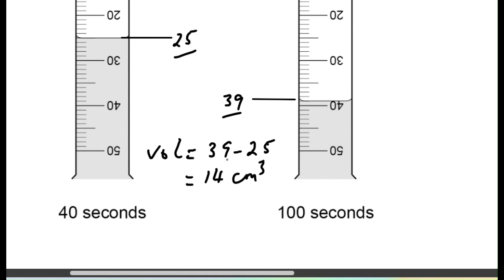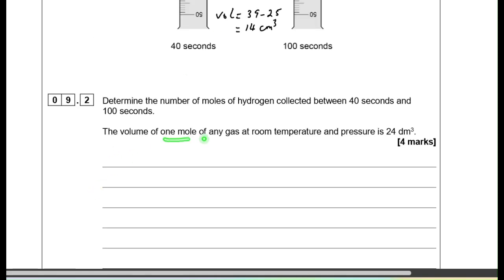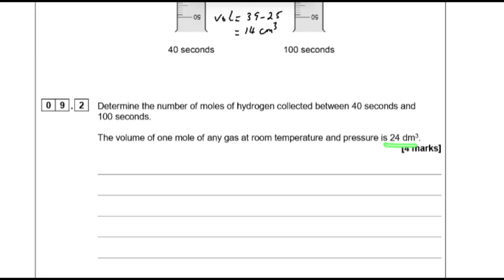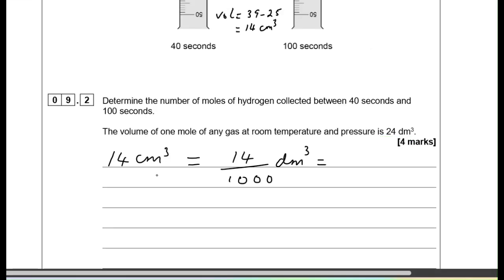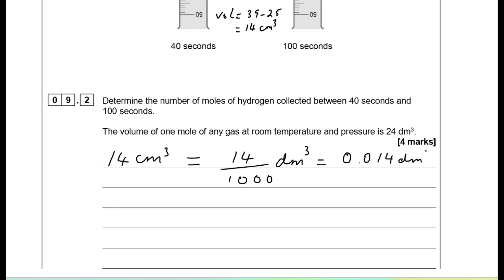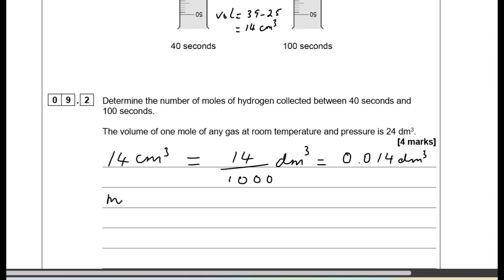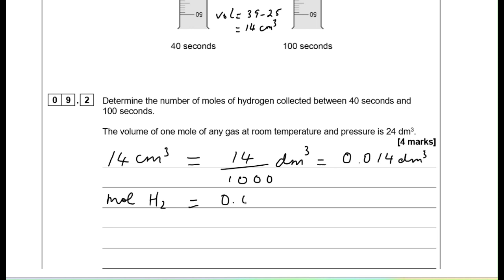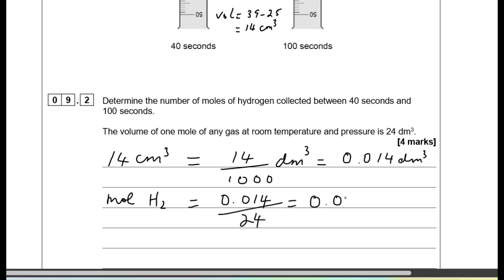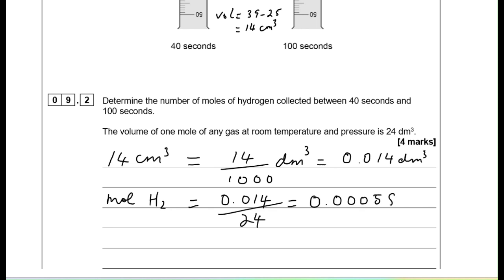Now we can use the statement there. The volume of 1 mole of any gas at room temperature and pressure is 24 decimetres cubed. We have to work out what fraction of 24 decimetres cubed is 14 centimetres cubed. So we convert 14 cubic centimetres into decimetres cubed by dividing by 1,000, and that equals 0.014 decimetres cubed. So the number of moles of hydrogen collected is 0.014 divided by 24. When you crunch that on your calculator, you get 0.00058, or in standard form, 5.8 times 10 to the minus 4.